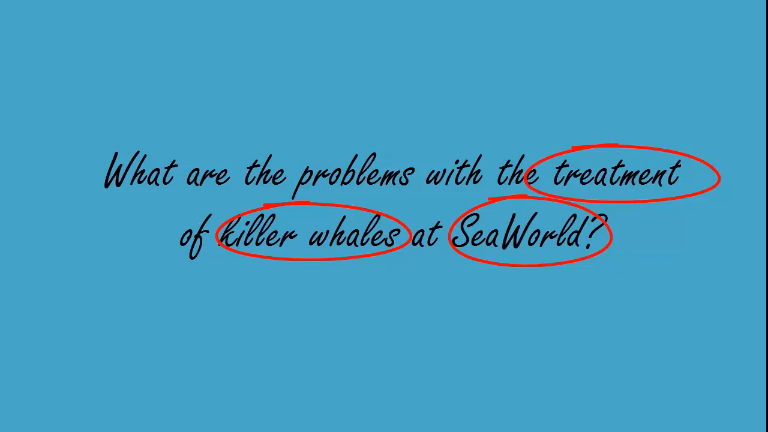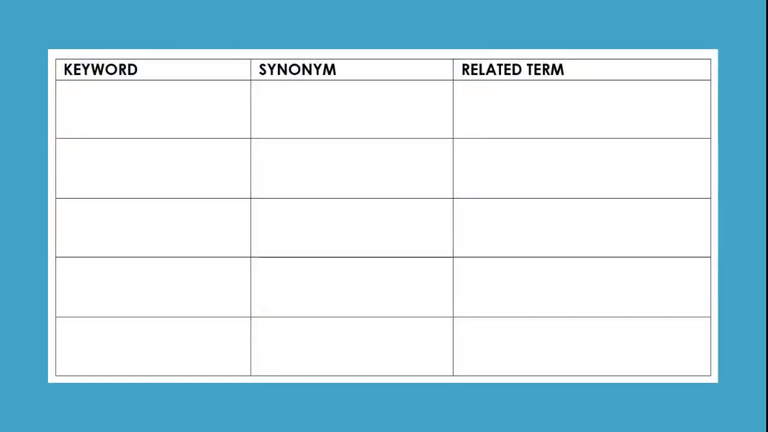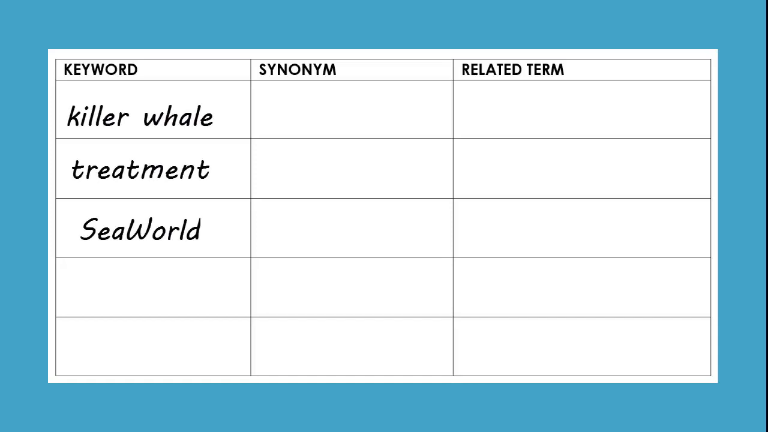Now that I have my keywords, I can generate search terms. I'm going to use a grid like the one on your worksheet. If you need to add more boxes to your grid, you can. I'm going to use one row for each of my main ideas. First, put your keywords in the first column. Make sure to make the word singular and try to use nouns when possible.